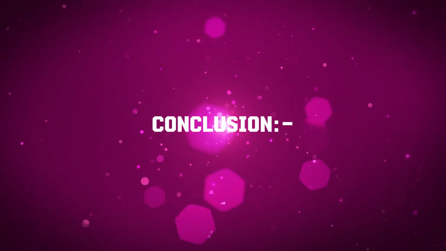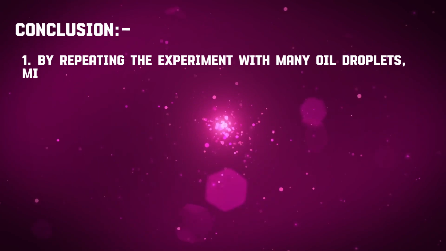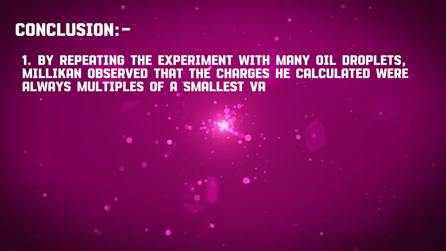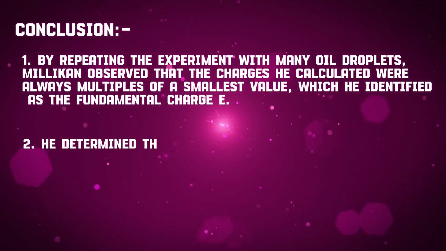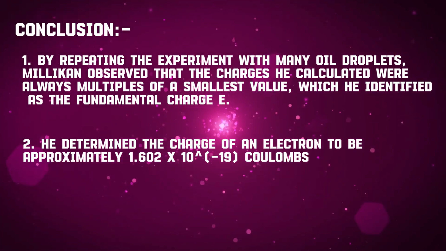Now, let's check the conclusion of the experiment. By repeating the experiment with many oil droplets, Millikan observed that the charges he calculated were always multiples of a smallest value, which he identified as the fundamental charge e. He determined the charge of an electron to be approximately 1.602 times 10 raised to the power -19 coulombs.